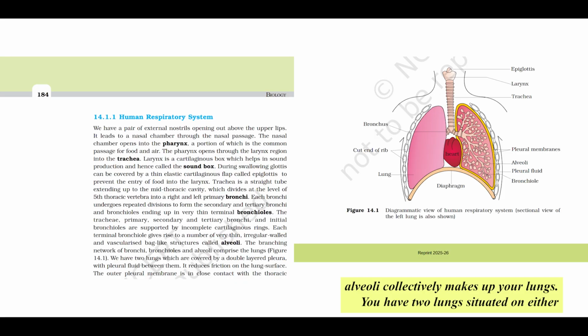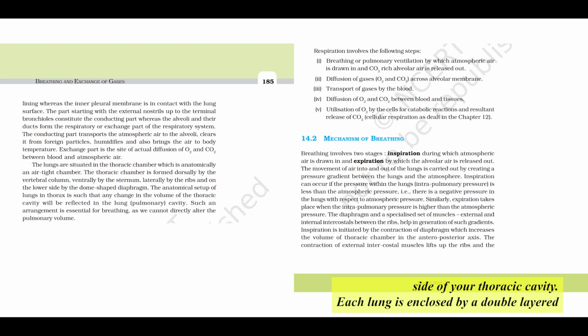You have two lungs situated on either side of your thoracic cavity. Each lung is enclosed by a double-layered protective membrane called the pleura. Between these two pleural layers, there's a thin film of pleural fluid. This fluid acts as a lubricant. It significantly reduces friction as the lungs expand and contract during breathing, allowing them to slide smoothly against the chest wall. The outer pleural membrane is attached to the thoracic lining, while the inner pleural membrane sticks closely to the lung surface itself.